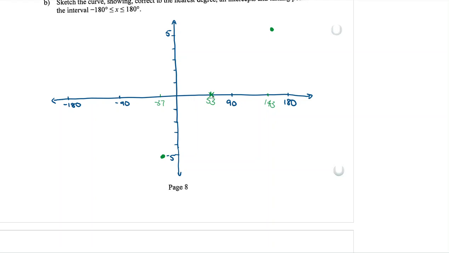Then let's subtract another 90 off that negative 37. We're at negative 127. That would be my next intercept up here. Yeah, but that's past where I need to be. I need to go to negative 180. So I do need to find, because I've got a curve that's coming like this.